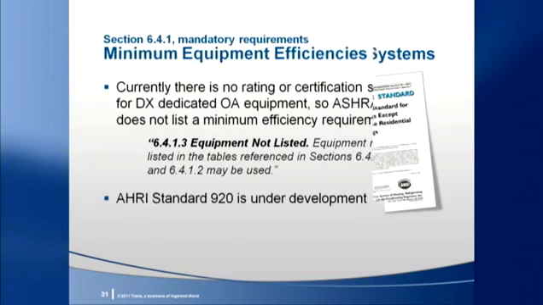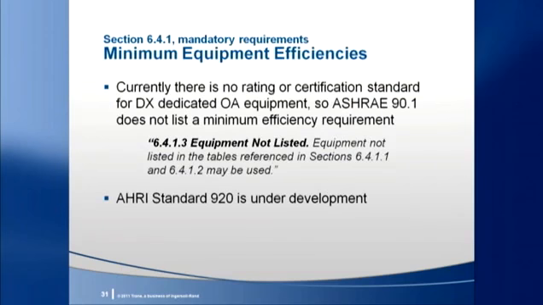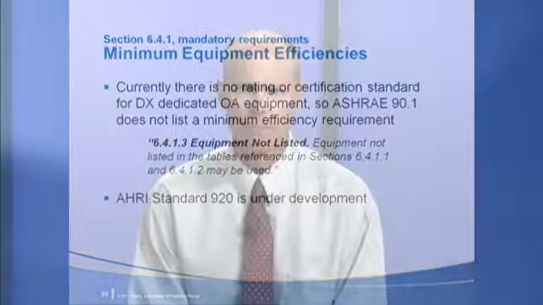There currently is no rating standard nor certification program covering DX dedicated outdoor air equipment. Therefore, 90.1 does not include a minimum efficiency requirement for these products. However, ASHRAE is working on this and is developing Standard 920 to fill this gap.